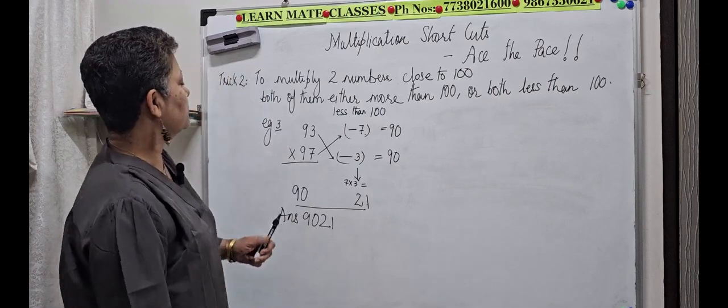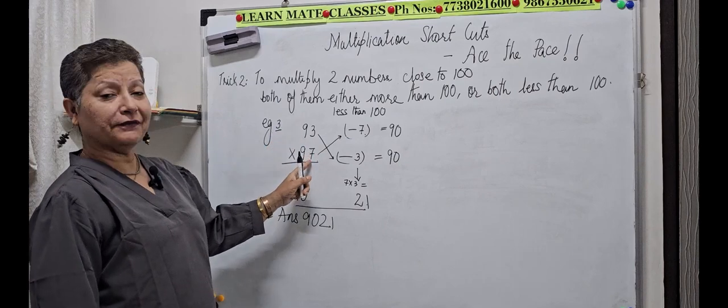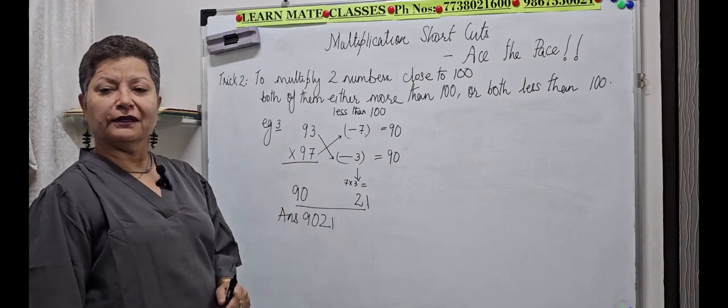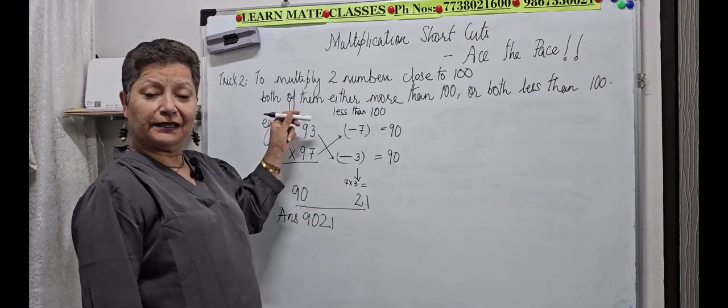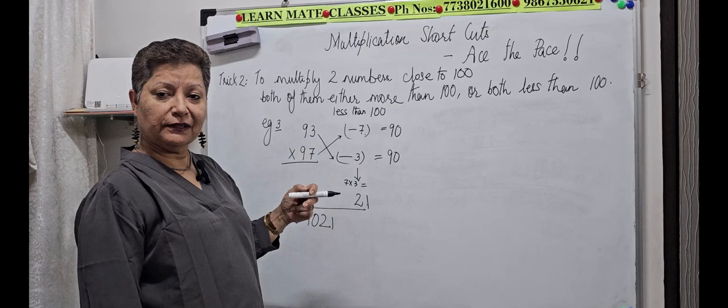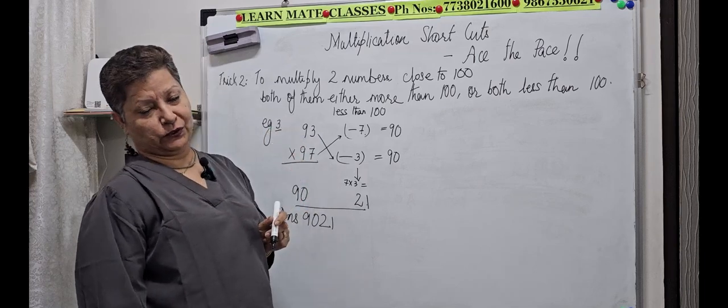You just didn't need to do anything. You just multiply 3 into 7. And how much is 93 minus 7? That's 90. So 9021. So that's how quickly you can get your answer if it's numbers either more than 100, both of them together, or close to 100, and again less than 100 but close to 100, right?